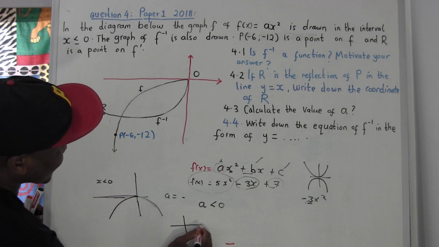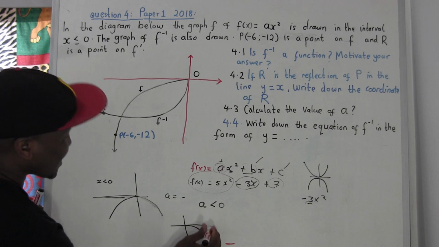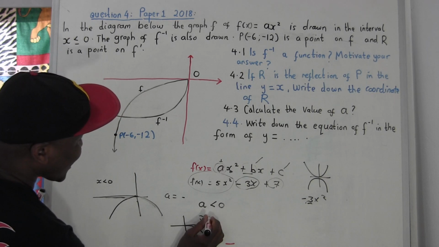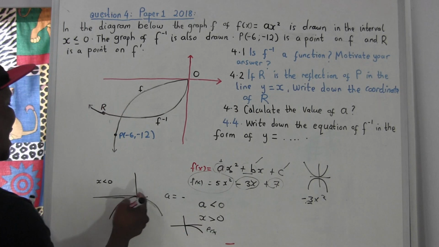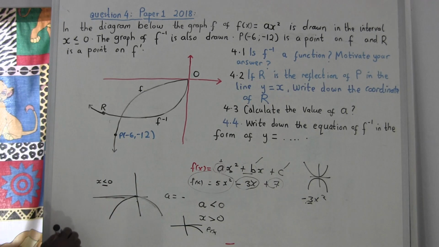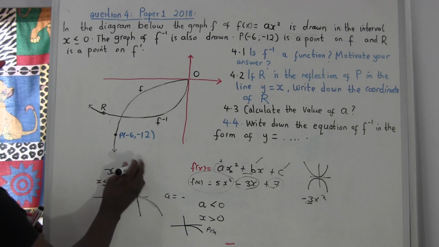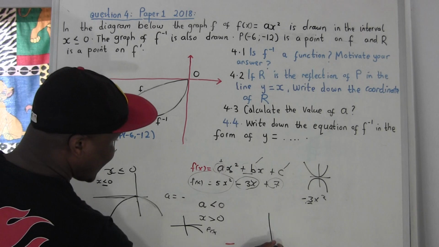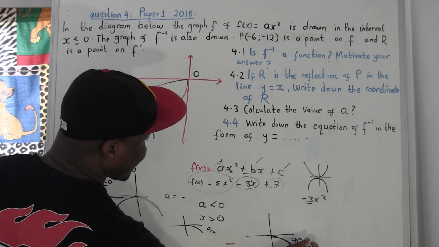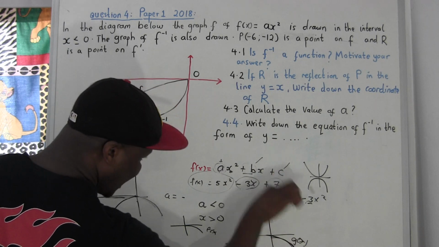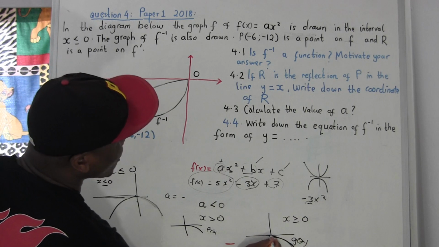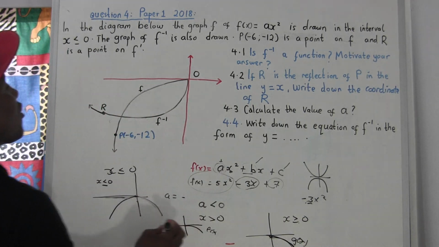But if it was drawn like this, the graph would still be f of x, but it was drawn when x is greater than 0, the positive side. But for this case, the negative side, including 0. So I can say this must also include 0. If it was like this, let's say this is g of x, the graph was drawn for x greater than or equal to 0, because it was on 0.